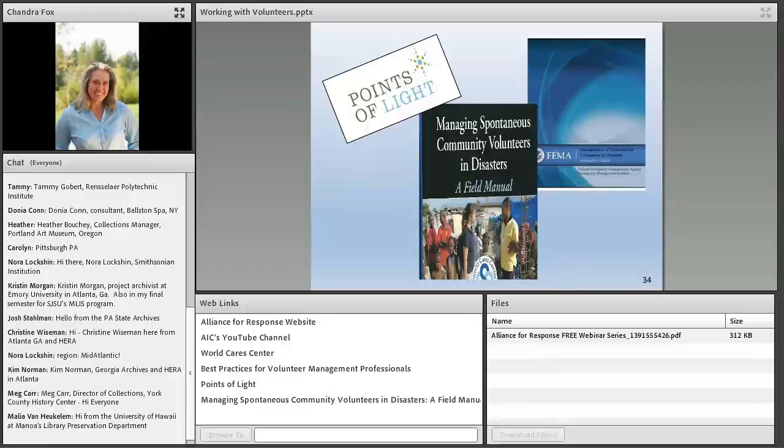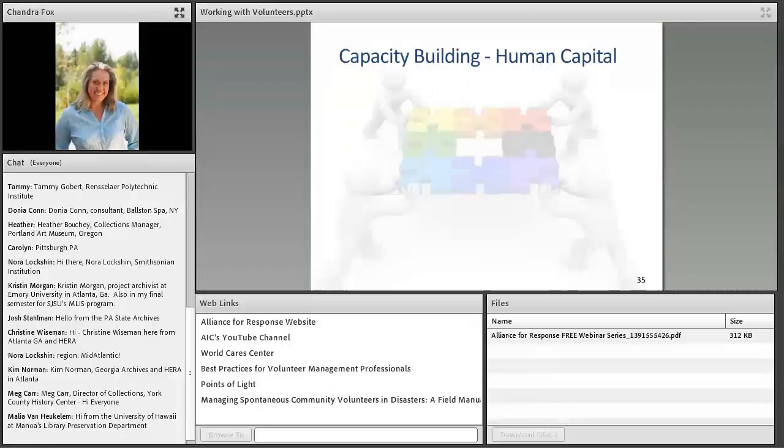In the web links section, we've provided some of the links to Points of Light, to World Care Center, and then another one, Best Practices for Volunteer Management Professionals, is another website that I found that's got a lot of good information on it as well. So all of these resources will give you guidance on how to manage and work with volunteers.